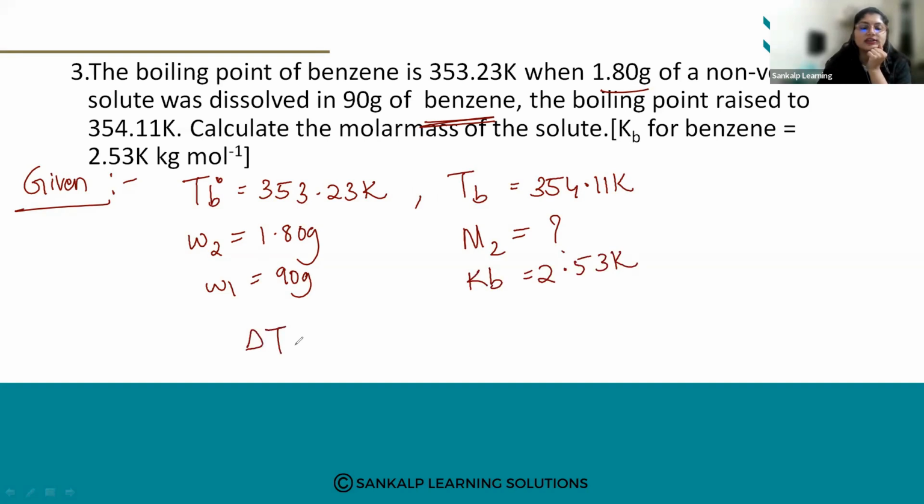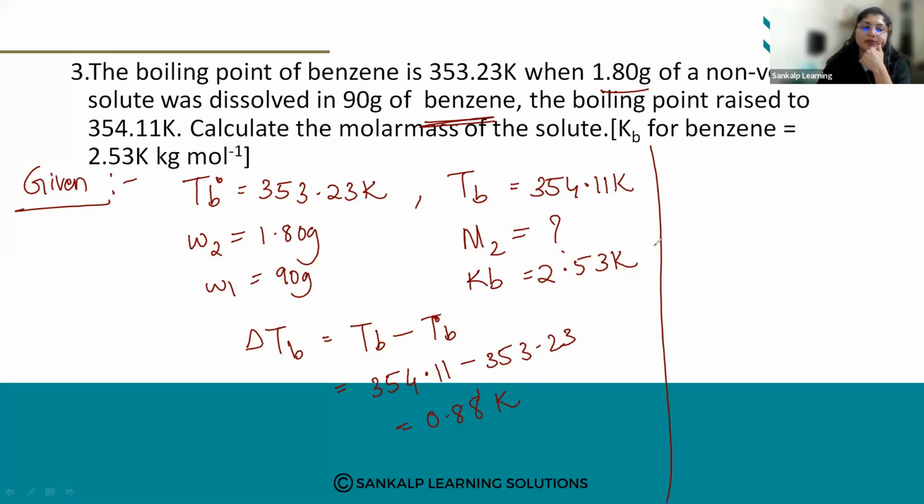First, see the change in the boiling point, that is the rise in boiling point. Delta Tb is equal to Tb minus T naught b, which is 354.11 minus 353.23. Just see what we'll get. It comes to 0.88. Yes, everybody got? Yes, good. So 0.88 Kelvin.